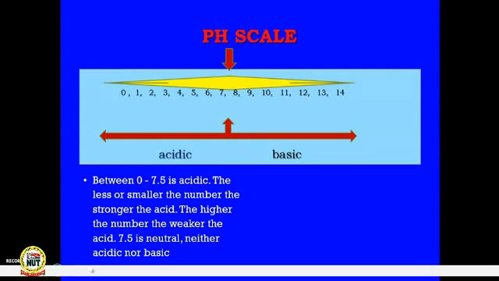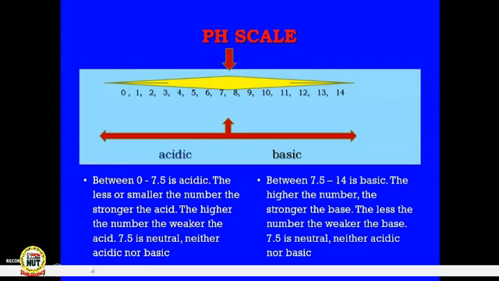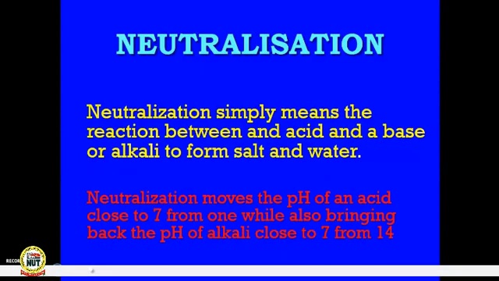7.5 is neutral, neither acidic nor basic. The same thing, between 7.5 to 14 is basic or alkaline. The higher the number, the stronger the base. Remember, in acid, we said that the smaller the number, the stronger. But in the case of the base, the higher the number, the stronger the base. The smaller the number, the weaker the base. 7.5 is also the neutral point, neither acidic nor basic. So these are how you identify it.